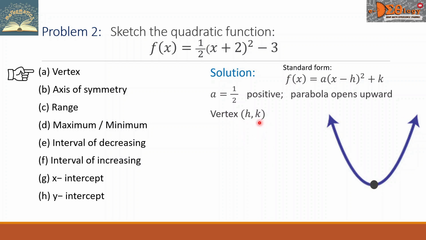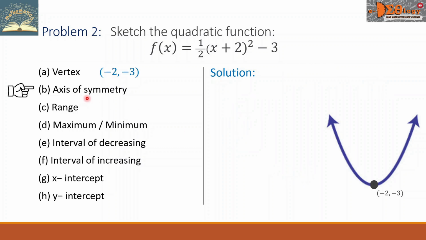With the h, k coordinates, we can directly get the values of h and k from our equation. The h is negative 2. Given here is x plus 2, that means the h is negative 2. While the k is negative 3. That means the vertex is (negative 2, negative 3).